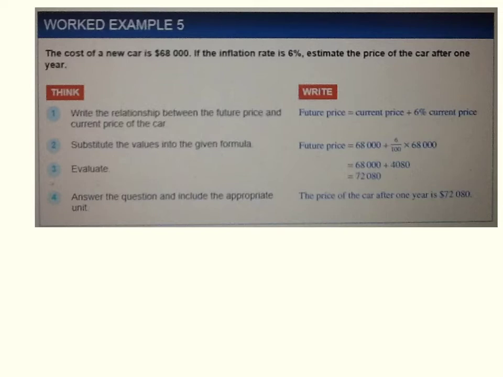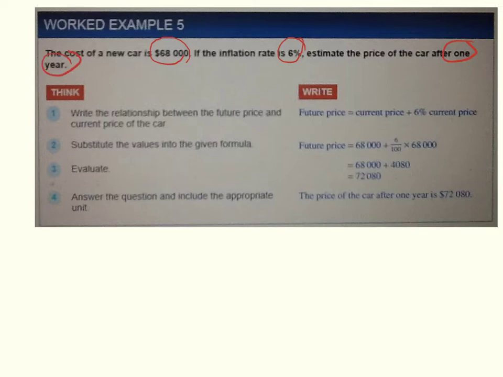So in this first worked example, this is the simple version of inflation. So it's over 1 year. It gets a little bit more complicated. We have to use compound interest if it's over more than 1 year. But for 1 year, we use the simple interest formula. So in this question, the cost of a new car is $68,000. If the inflation rate is 6%, estimate the price of the car after 1 year. So the important information, we know the current price, we know the inflation rate, and we know that we're after 1 year.